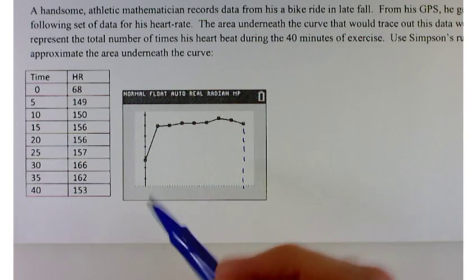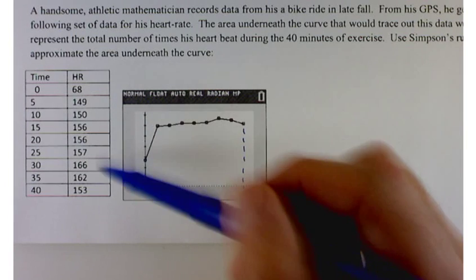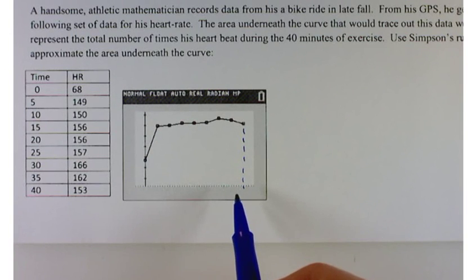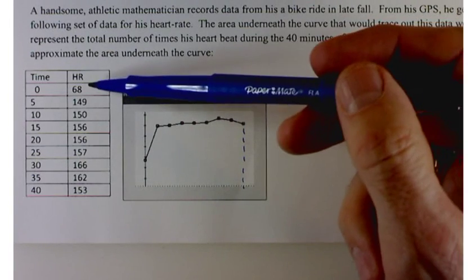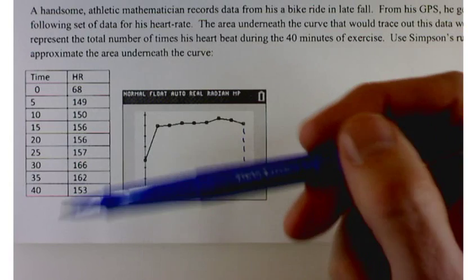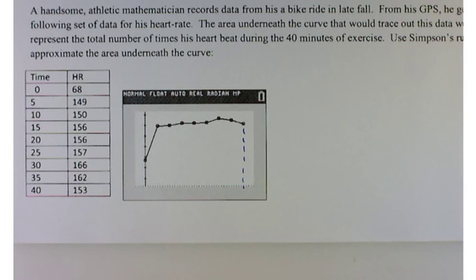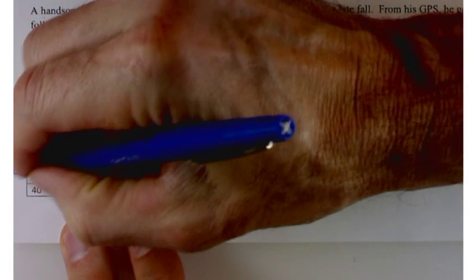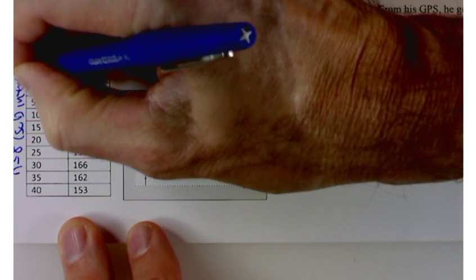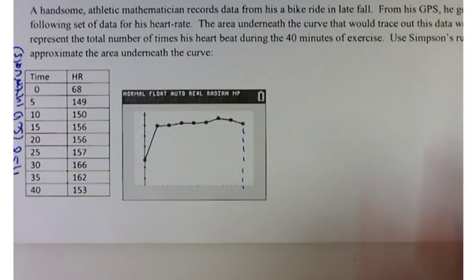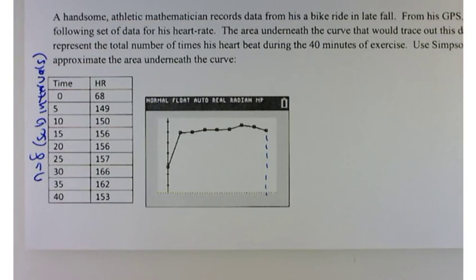Well, here's a good question for you. How many sub-intervals do I have from 0 to 40? Well, based on these, there's 9 points. How many sub-intervals then? 8. So n equals 8 sub-intervals. Remember, because the number of endpoints is one more than the number of sub-intervals.